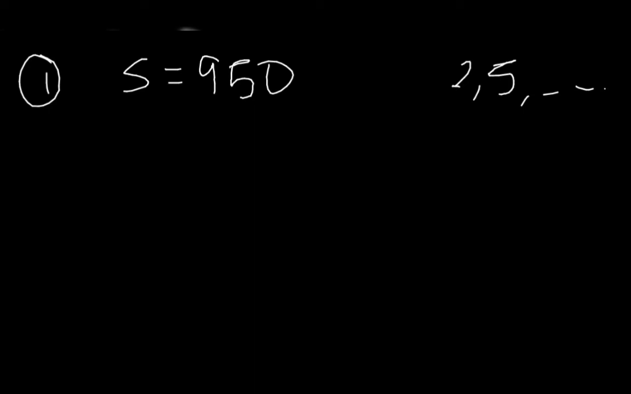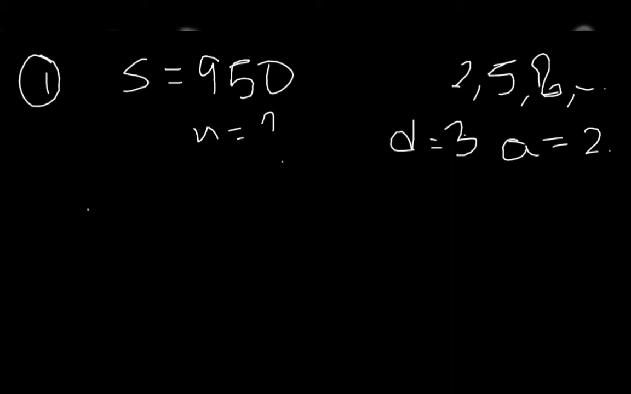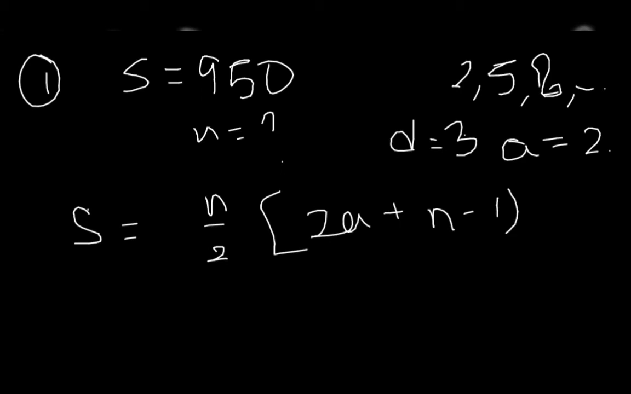So number 1. The sum is given, 950. The series is 2, 5 and so on. So the difference is 2, 5, 8, so D is 3. D is 3, A is 2. Understand? So find the number of terms. N is not given. In maths, develop a habit to write down the information first and what you need to find. Then do the sum. So S is what? Remember, n by 2 into 2a plus n minus 1 d.